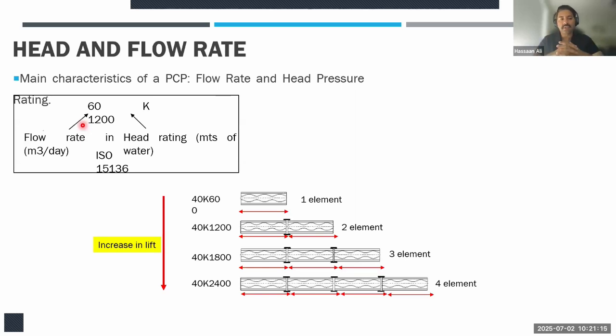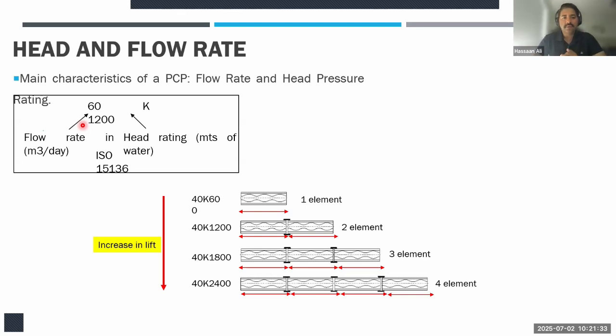And this nomenclature is usually determined by ISO 15136, which is an ISO standard, which determines the nomenclature and the selection of the PCP. So it's not something which is unique to the supplier. It is determined by the ISO standard.